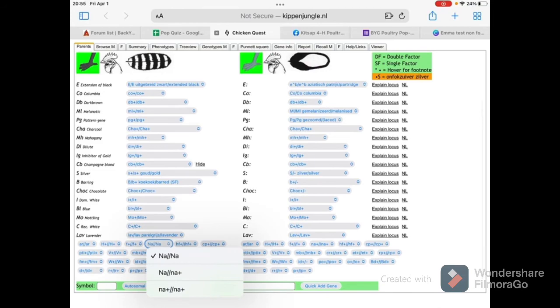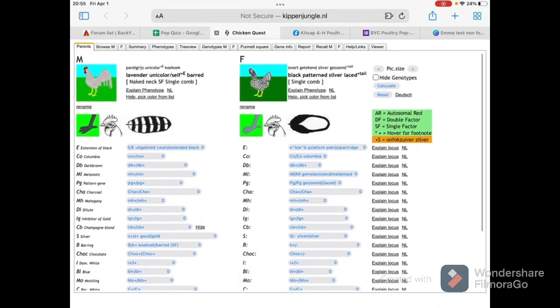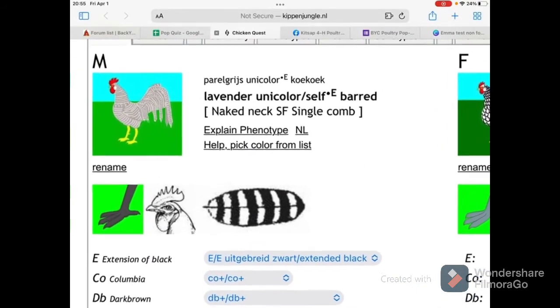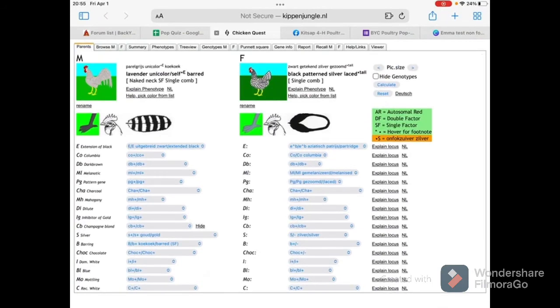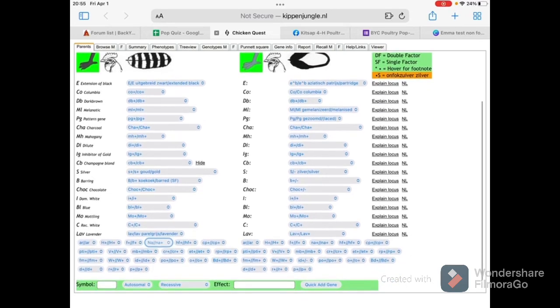Hang on, let me see. Does it say up here what it's called? No. But basically, I believe the crop is not naked. I'm not sure. Naked necks aren't my thing, so I couldn't tell you. But I can tell you that the homozygous naked neck will be more naked necked than the heterozygous.